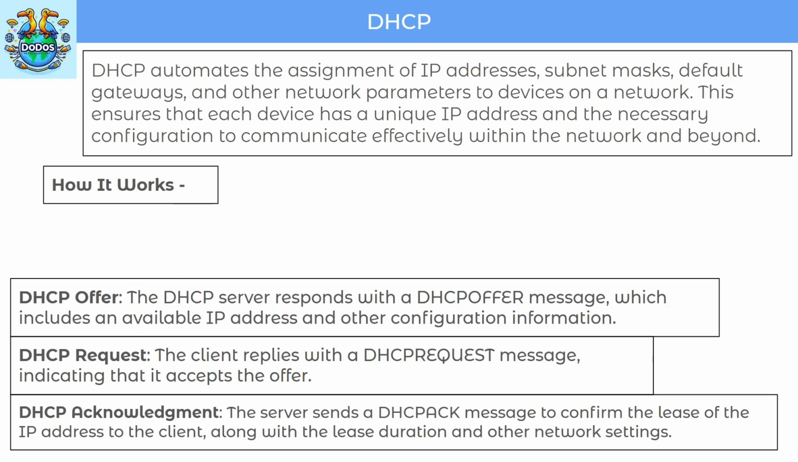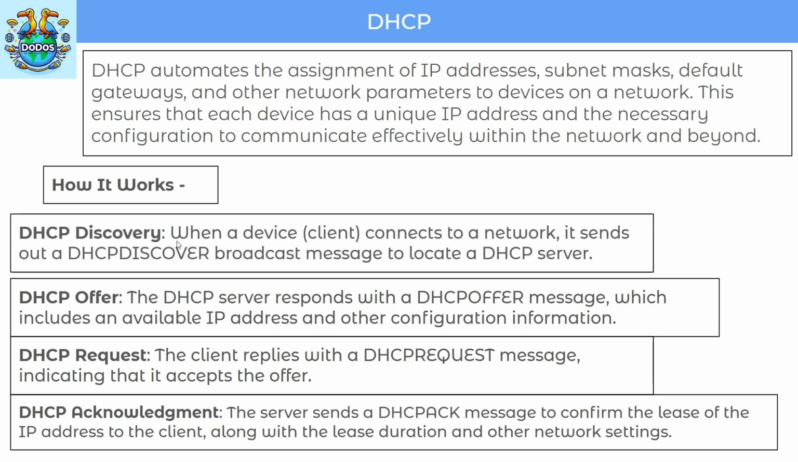So, DHCP. DHCP automates the assignment of IP addresses, subnet masks, default gateways, and other network parameters to devices on the network. This ensures that each device has a unique IP address and the necessary configuration to communicate effectively within the network and beyond. So, how it works.